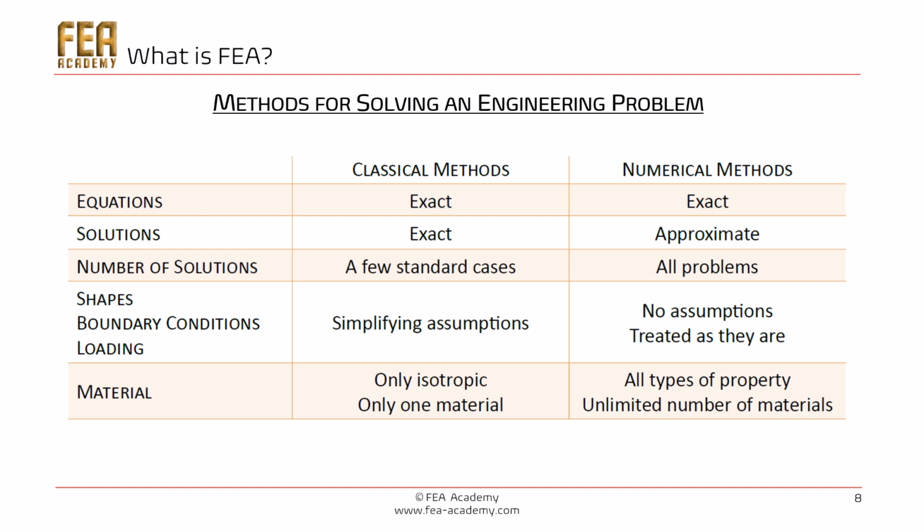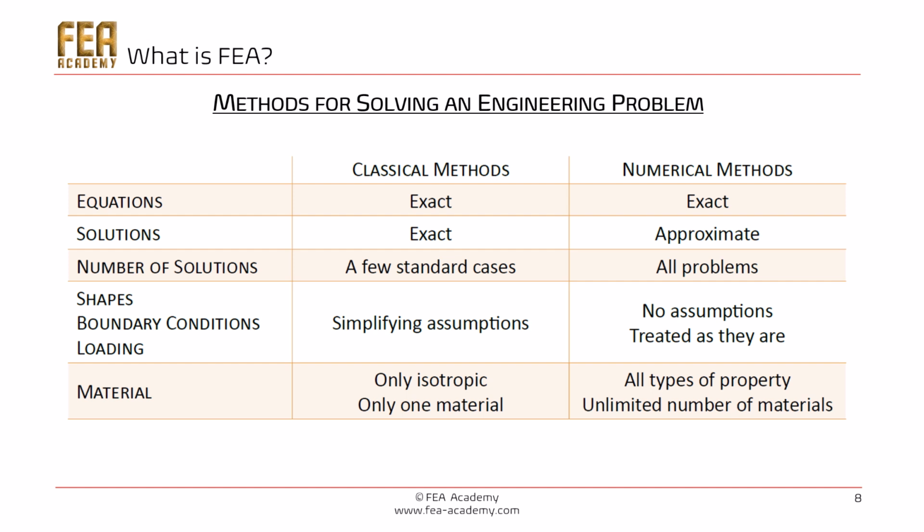To summarize, let's compare the classical methods with the numerical methods. So here on this table, you see we have the classical methods and the numerical methods. For the equations, classical methods and numerical methods are exact. For the solutions, the classical methods are exact, while the numerical methods are approximate. In terms of number of solutions, the classical methods is very reduced because it is only valid for a few standard cases, the simple cases. For the numerical methods, all the problems can be solved.